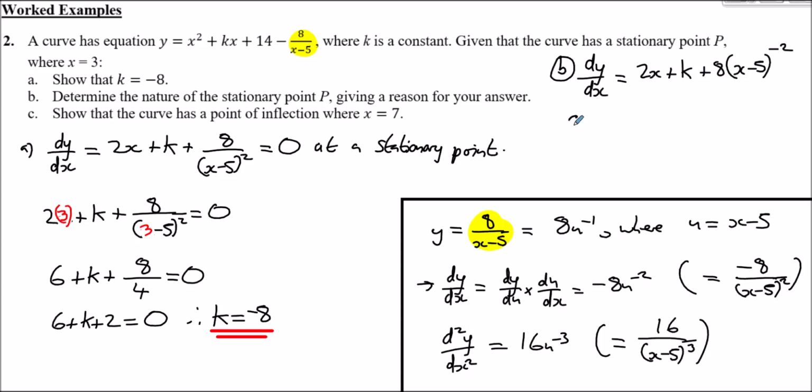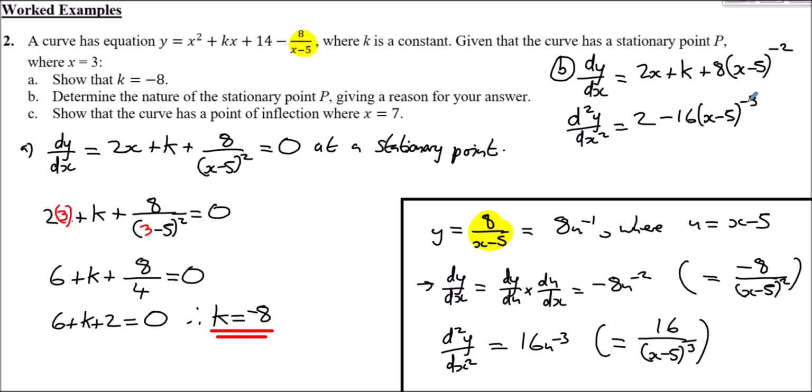So if I differentiate this again to get d squared y over dx squared, 2x will go to 2, the constant k will disappear. Differentiate this, the minus 2 will come to the front and times by the 8, so positive 8 times minus 2 is minus 16. And then I drop the power by 1 as well, so it goes to minus 3.